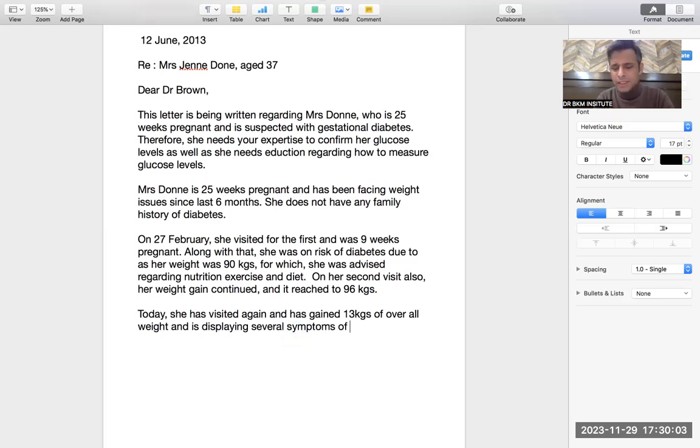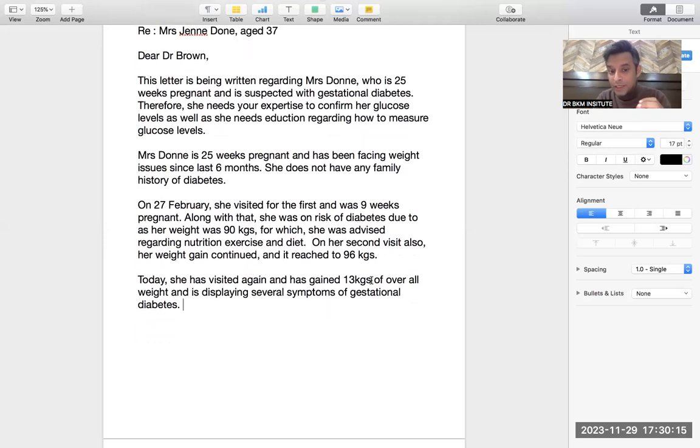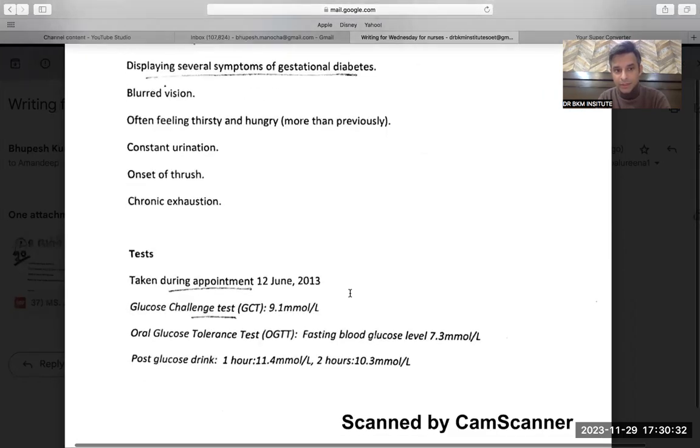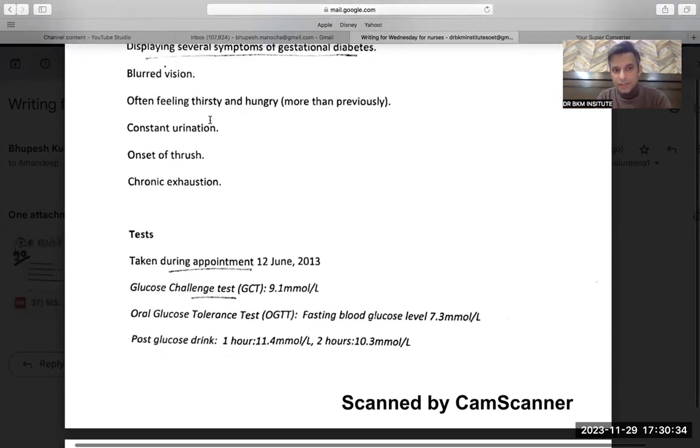That is why I always say that OET writing can never be difficult, it gets difficult when you overthink. When you do less with the writing, you feel more comfortable. It becomes much easier. Now this is done. She has visited again and has gained 13 kgs of overall weight. If you don't want to write, it does not change anything. 13 kgs of weight, and is displaying, that is the main thing, that she is having several symptoms of gestational diabetes. Blurred vision, feeling thirsty, constant urination.